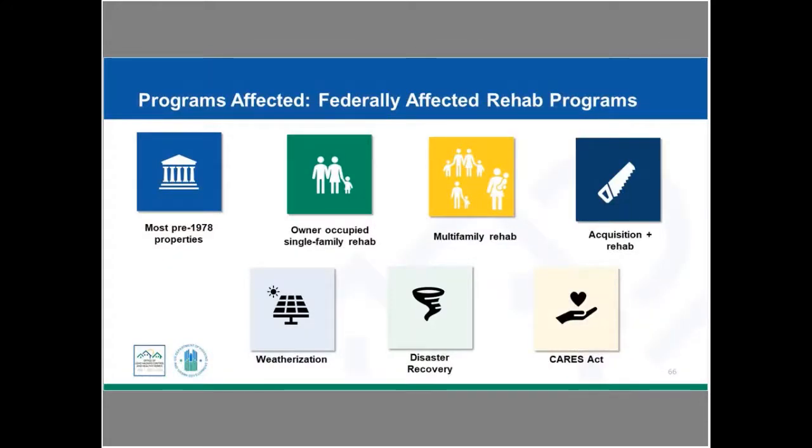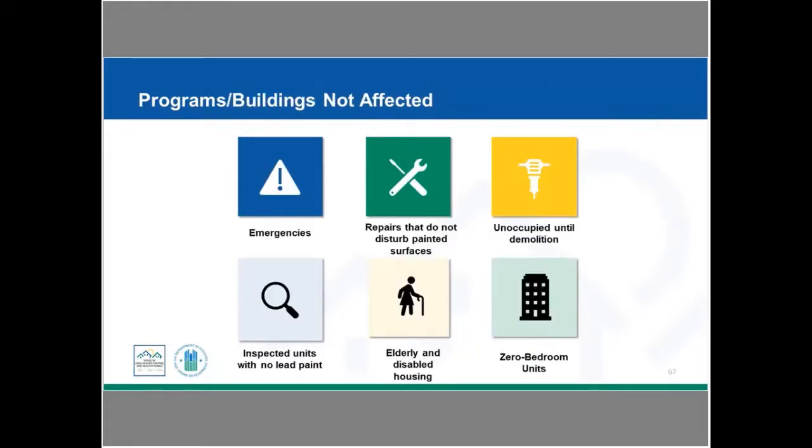So let's dive into some housing rehab programs. This slide shows the different types of federally assisted rehab programs that are affected by Subpart J, which is rehab. So it's most pre-78 properties. It's also owner-occupied or single-family rehab. You might be using your funds to do multifamily rehab. Maybe you're doing acquisition and rehab. You could also be doing weatherization. Maybe you're doing disaster recovery, or perhaps you're using CARES Act funding. All of these types of programs are triggering Subpart J for rehab. This was discussed in Module 1, but just to revisit, there are times when the rule may be exempt.